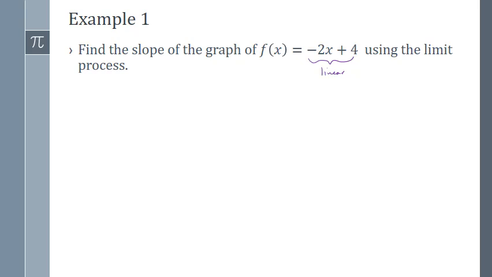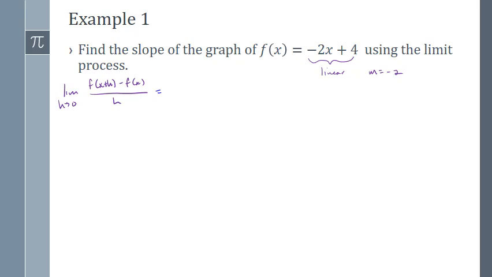So we know that the slope anywhere on that line is the same, and the slope is just going to be negative 2. But this idea of finding the slope using the limit process still applies. So remember that the limit process is limit as h goes to 0 of f of x plus h minus f of x all over h, which we said was the difference quotient in the previous lesson. All we're going to do is apply that, but without plugging a point in, so x is going to stay x.